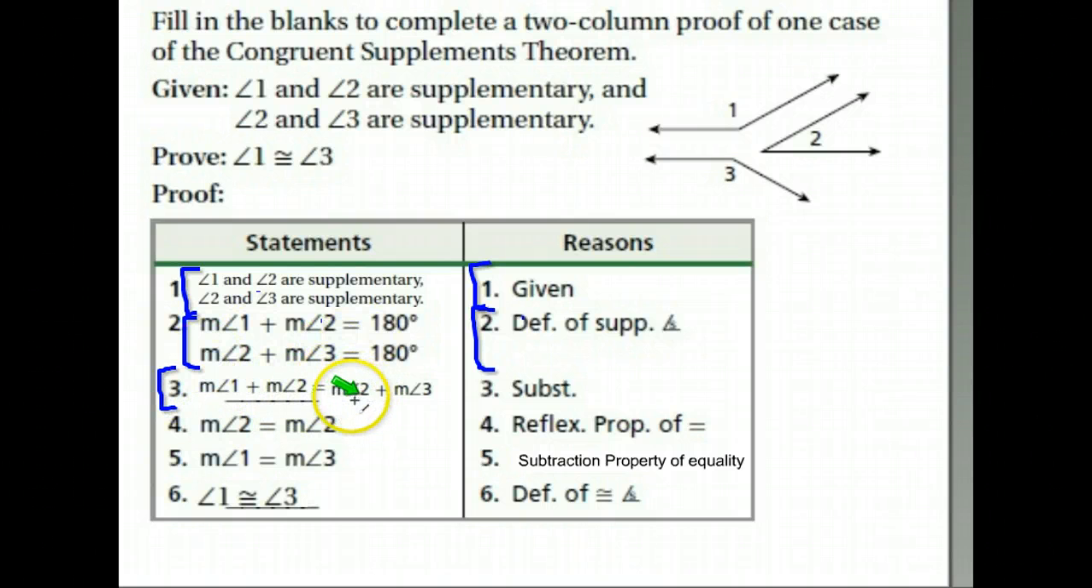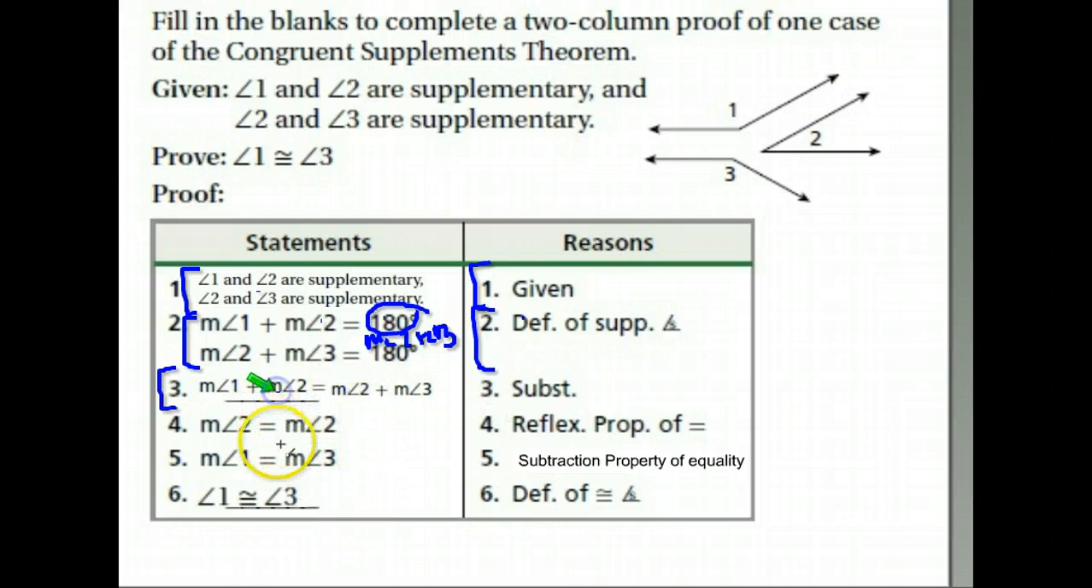What did we use there? We used substitution. Okay, we said, well, if 1 plus 2 is 180 and 2 plus 3 is 180, can't we replace this 180 with an angle 2 plus angle 3? Yes, we can, and that's what we did right here. Next, angle 2 is equal to angle 2. That's the reflexive property. Everything is equal to itself.